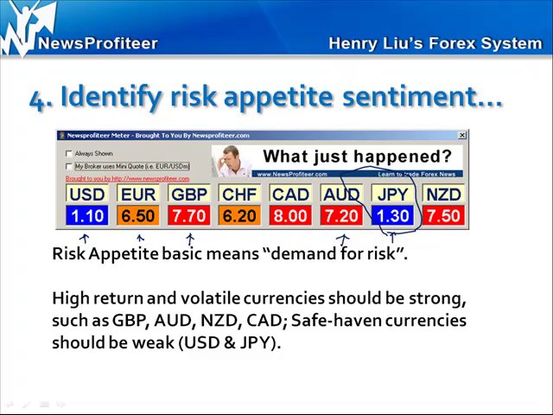So if you identify this during the London session, you might be able to hold on to this trade until the New York session. There are a lot of ways to trade this, but the idea here is to really be able to identify the sentiment, and once you are able to identify the risk sentiment, you can follow it, and it will give you a good return and a good profit.